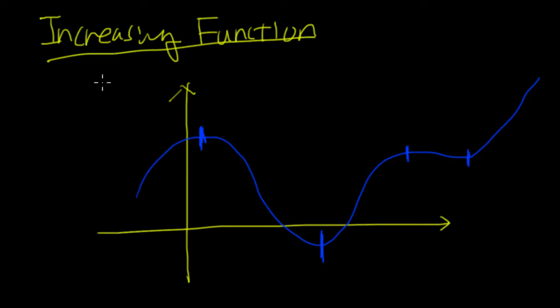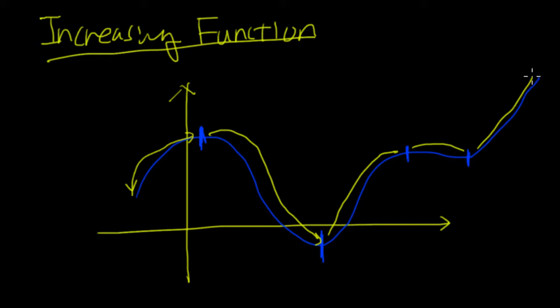Now, what would you say from here to this part? Would you say this is increasing or decreasing? Of course, this is increasing, right? So from here to here, it's an increasing part. What about from here to here? That's a decreasing part. From here to here, increasing, slightly decreasing, and increasing again, right?